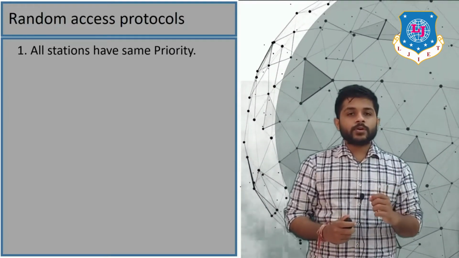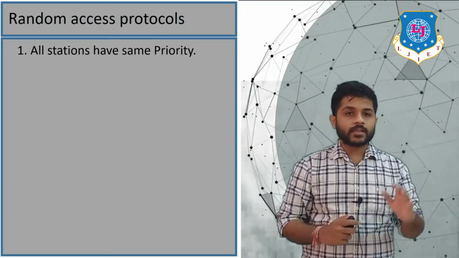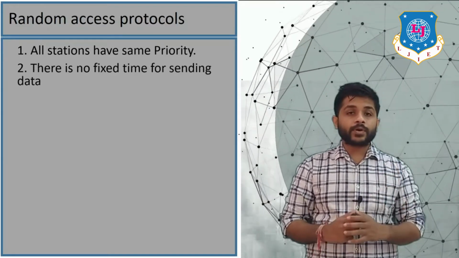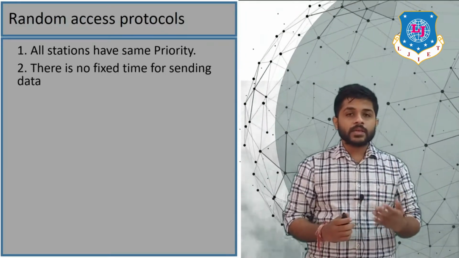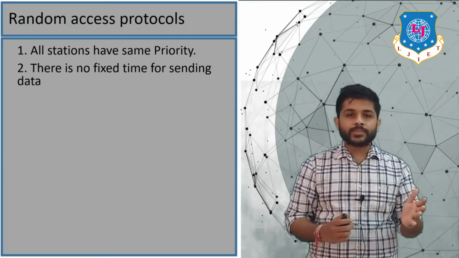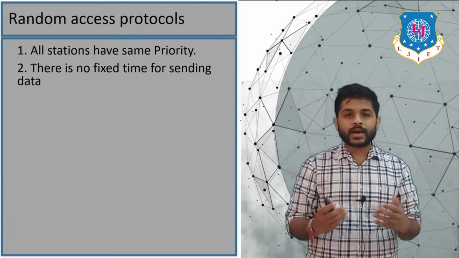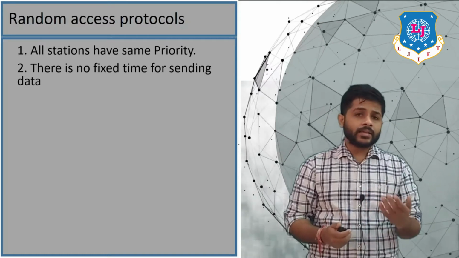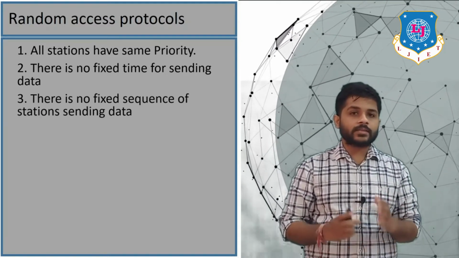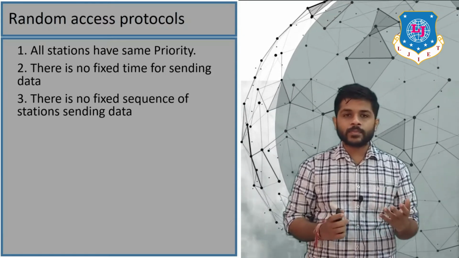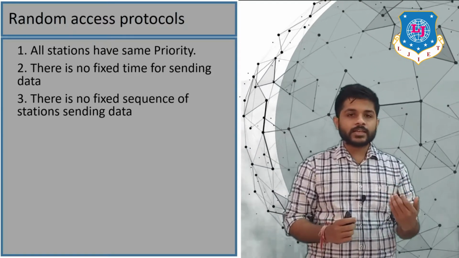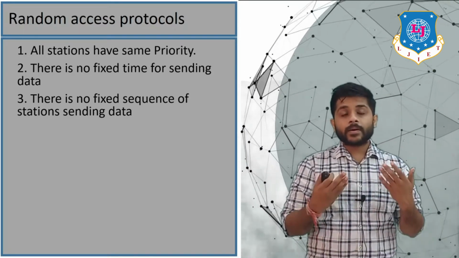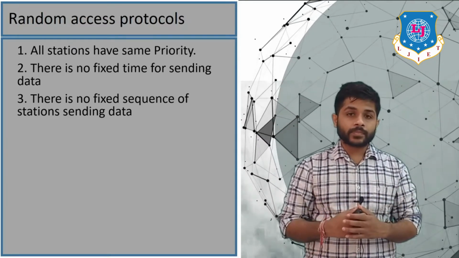In the random access protocol, all the stations have the same priority. There is nothing like master or slave. And there is no fixed time for sending data. Any station can send data at any time they want. There is no slot, so they are flexible to send data at their own time. The third point is that there is no fixed sequence. It means that there is no queue. So when there is no queue, any station can send data at any time because they do not have to wait for the previous sender to complete its transmission, right?